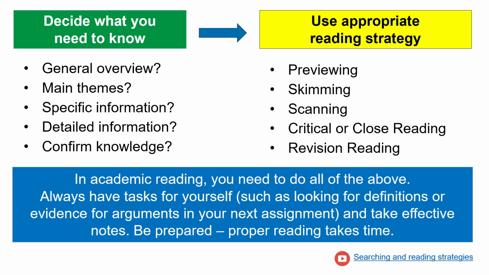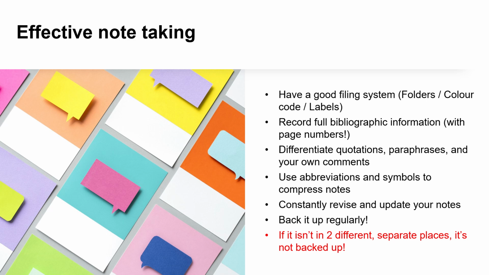In terms of taking notes, there is no one correct way to take notes. What is important is that you need to have a good filing system. So you want to make sure that you record the full reference details, including page numbers for direct quotes. This is because you will need this for the referencing later. You should always distinguish between quotes from a source, paraphrases, and your own comments so that you don't by accident plagiarize. You can use abbreviations, symbols, acronyms, those sorts of things, as long as you define them in your document so you can find them again later in the semester when you look at your notes again.